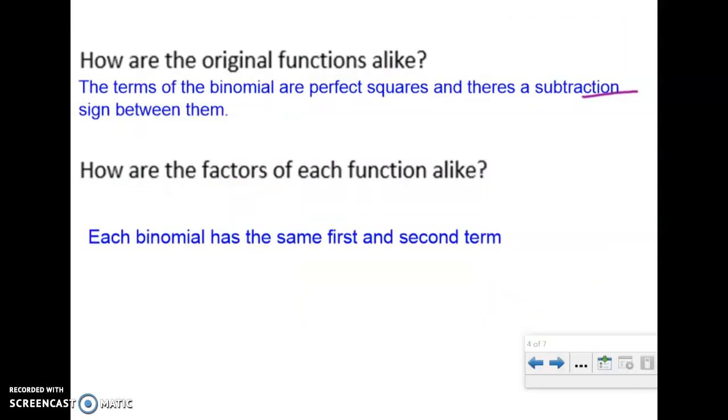Okay? All right, so those are the definitions or the answers to these two questions. If you're watching the video, please pause and write those down.